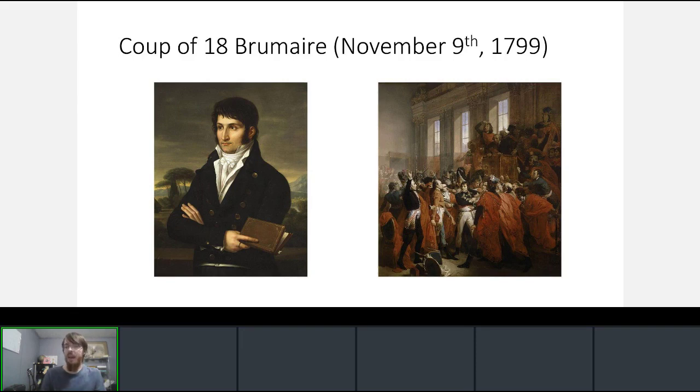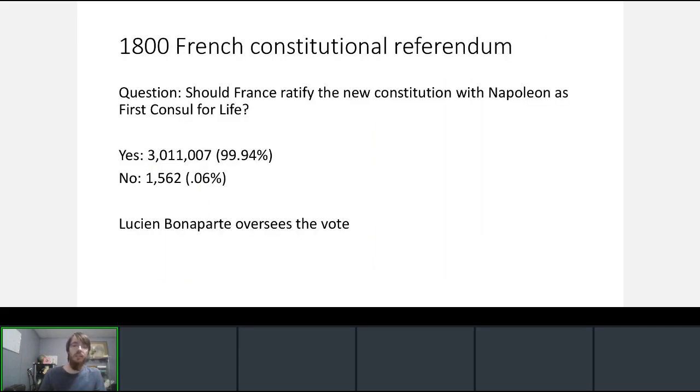Napoleon's going to really like having referendums in which people vote on this. So in 1800, there is a French constitutional referendum. And the question is, should France ratify the new constitution with Napoleon as first consul for life? And the alleged results are over 3 million people, 99.94% yes. A few thousand here just saying no. But his brother oversaw the vote.